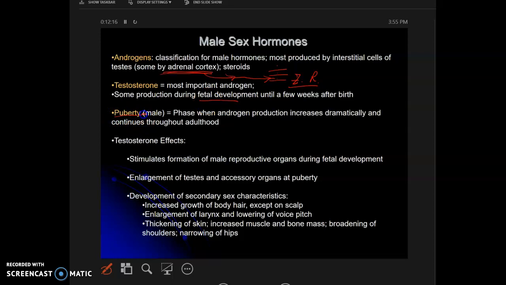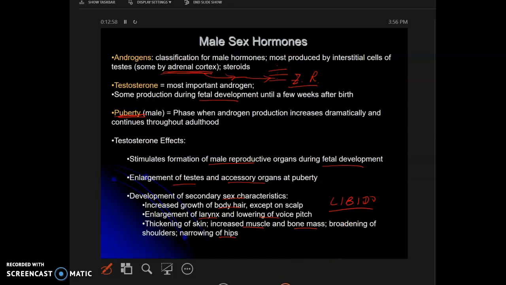All right. Now, of course, during puberty, you are going to have a huge amount of testosterone. What's the effect? Well, of course, it's going to stimulate the formation of the male reproductive organs during fetal production and the descent. Don't forget the descent part. Enlargement of the testes and accessory organs at puberty, and secondary sexual characteristics: growth of body hair, enlargement of the larynx and deepening of the voice, thickening of the skin, bulking of the muscles, bones, shoulders and the hips, and don't forget, it will always increase libido. All right.